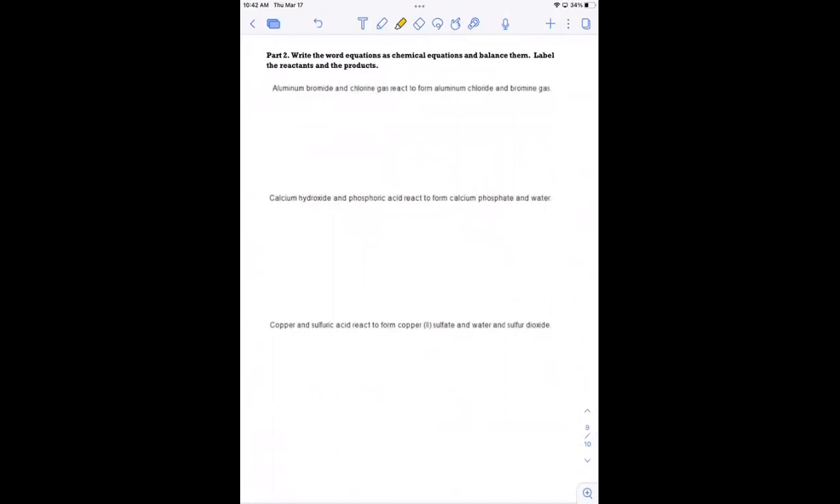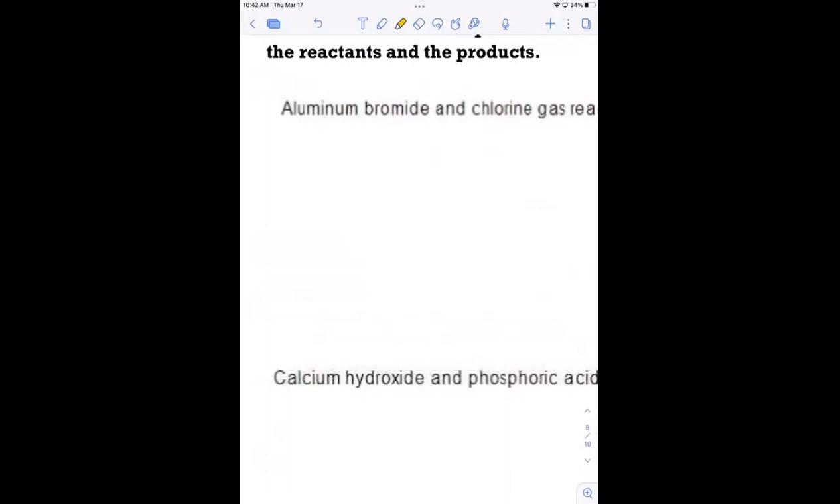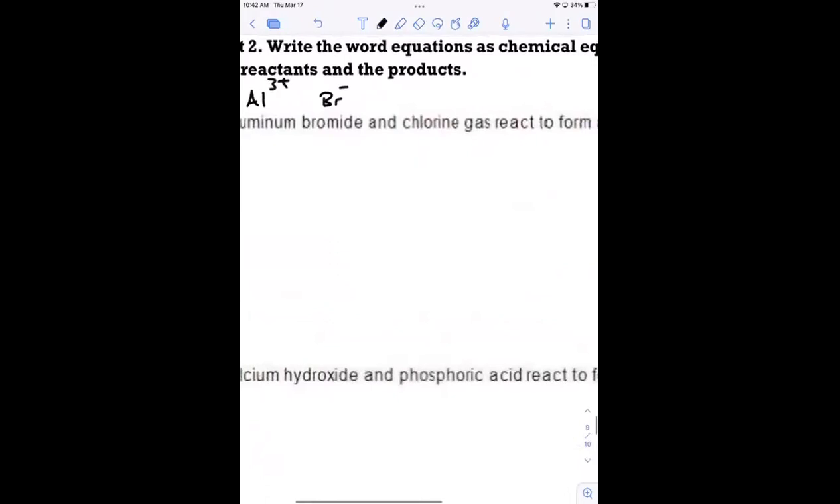What is the formula for aluminum bromide? What do you need to know in order to write that formula? If you think about it from a periodic table perspective, aluminum is in group 3, so this is going to be Al3+. Bromine is in group 7, so that's Br-. And then chlorine is a diatomic, so it's always going to be written as Cl2. Chlorine gas is going to be written as Cl2, because there are 7 diatomics: hydrogen, nitrogen, oxygen, and then chlorine, fluorine, bromine, iodine.